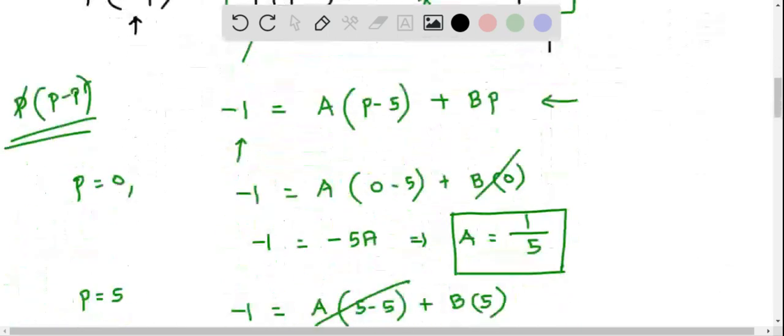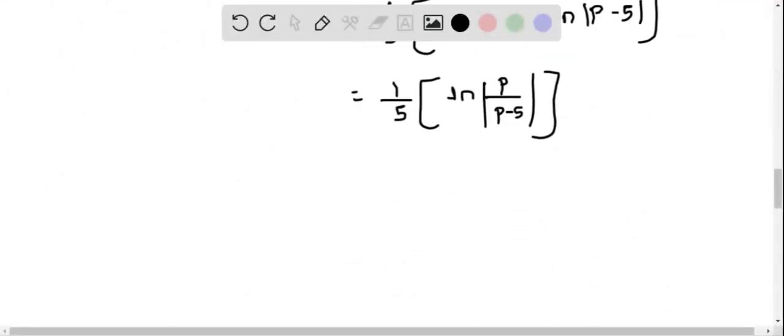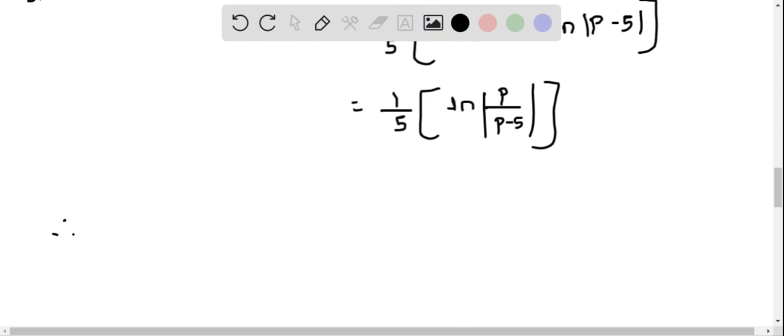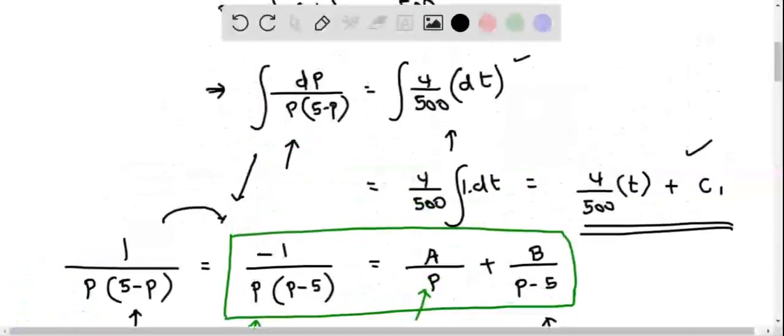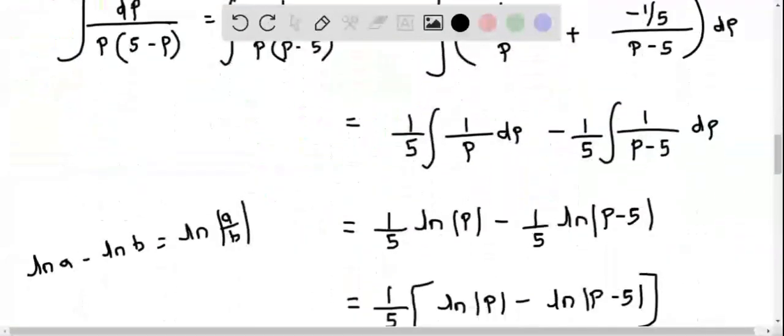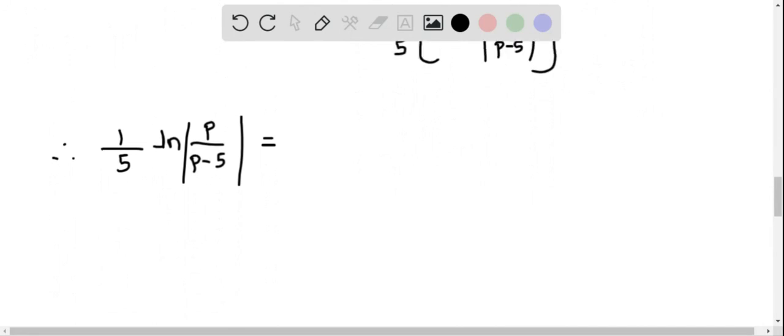And this equals the right side result. So let's equate both of them now. Therefore we can write down 1/5 of natural logarithm of absolute value of p over p minus 5, and this equals 4 by 500 t plus c1. We write down this as 4 by 500 t plus c1.